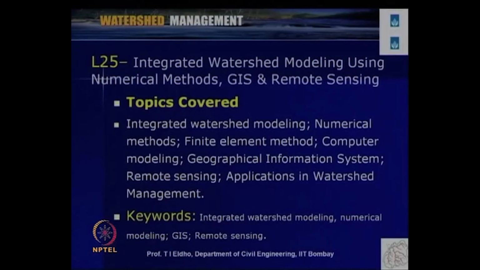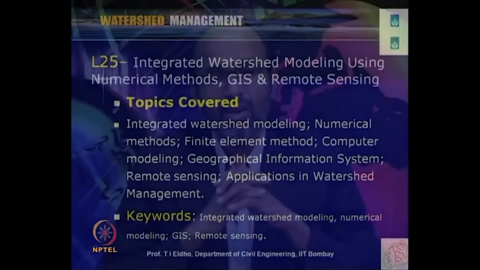In the last few lectures we have been discussing the geographic information system, remote sensing, decision support systems and their applications. In today's lecture, the topic is how we can utilize the geographic information system, remote sensing and numerical methods which we have discussed in some of the earlier lectures. How we can use them in an integrated way, what the difficulties and advantages are, and how we can apply them to specific case studies. That is how today's lecture is put together.